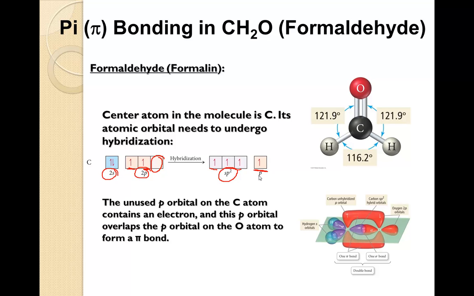So the center atom in the molecule is carbon. Its atomic orbital needs to undergo hybridization. So when we're talking about hybridization, we're talking specifically about the center atom. The center atom is what's going through the hybridization. The unused p orbital on the carbon contains an electron, and this p orbital overlaps the p orbital of the oxygen atom to form the pi bond. And remember, in order to have a pi bond, you have to have p or d orbitals for this overlapping part here.